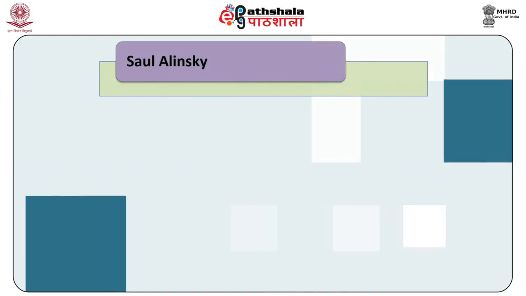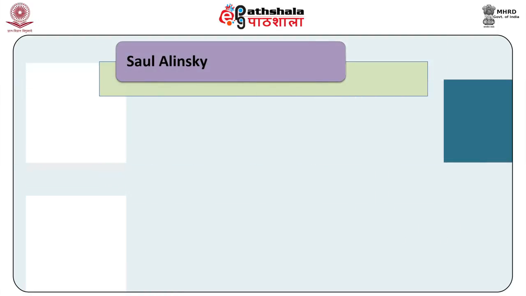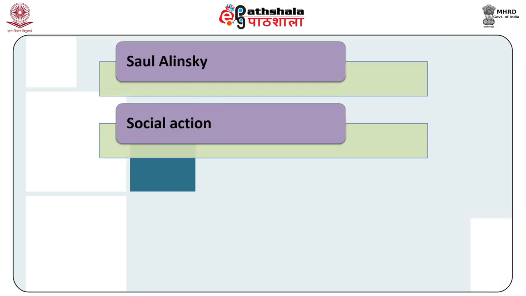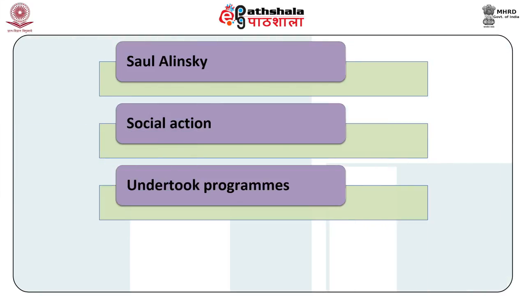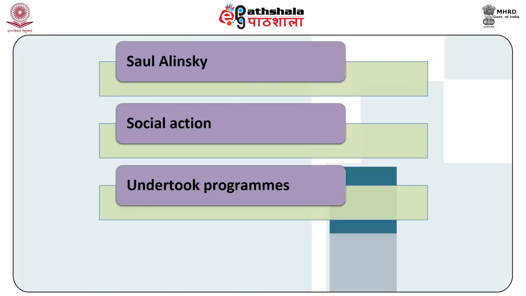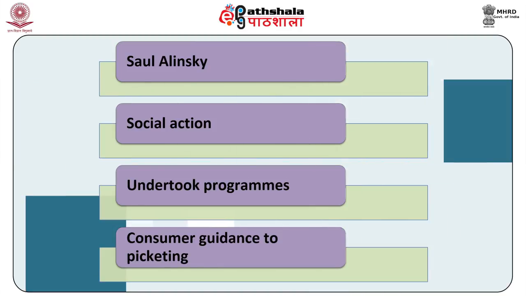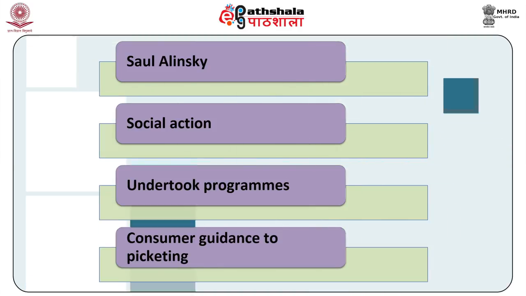Saul Alinsky later questioned this model, and under the banner of social action, he and his followers undertook varieties of programs ranging from customer guidance to picketing. He advocated a conflict model of social action rather than cooperative approaches.